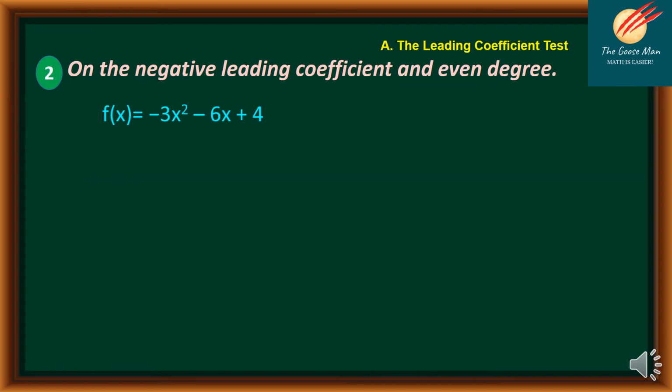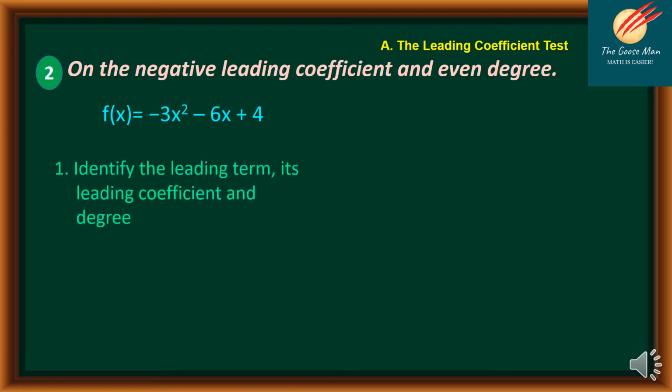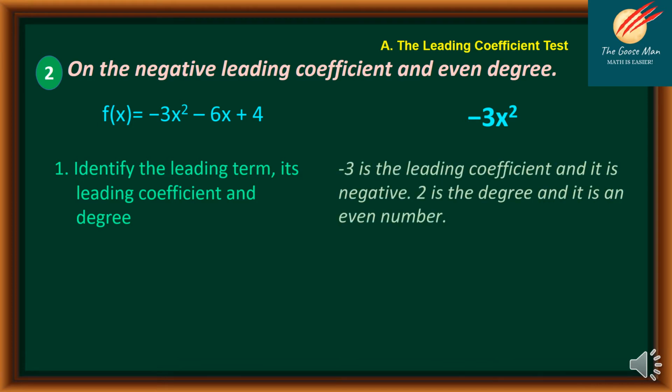Let's have another example, this time on the negative leading coefficient and even degree. So we have the function f of x is equal to negative 3x squared minus 6x plus 4. So the first step is identify the leading term, its leading coefficient, and degree. So we have negative 3x squared. So negative 3 is the leading coefficient and it is negative. 2 is the degree and it is an even number.